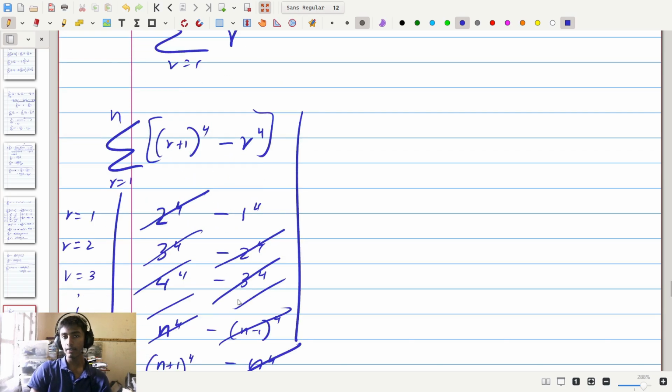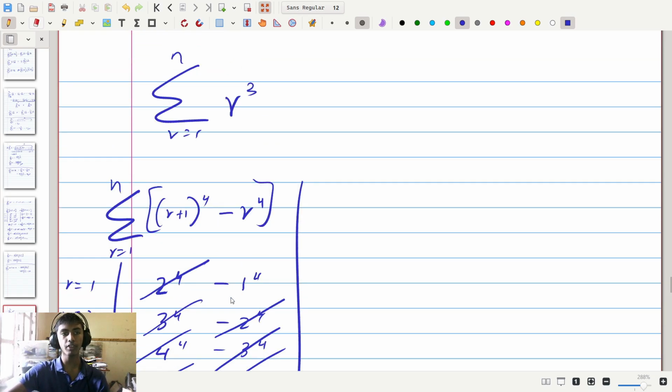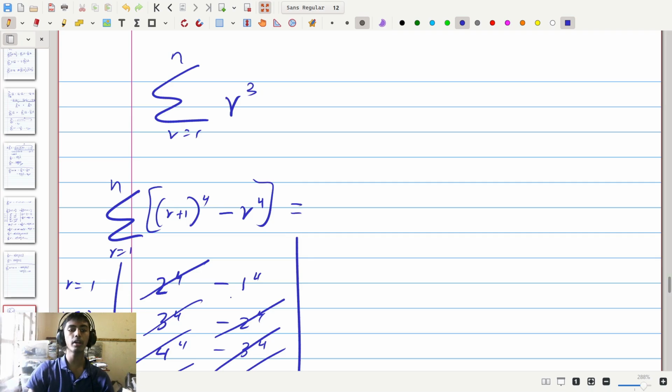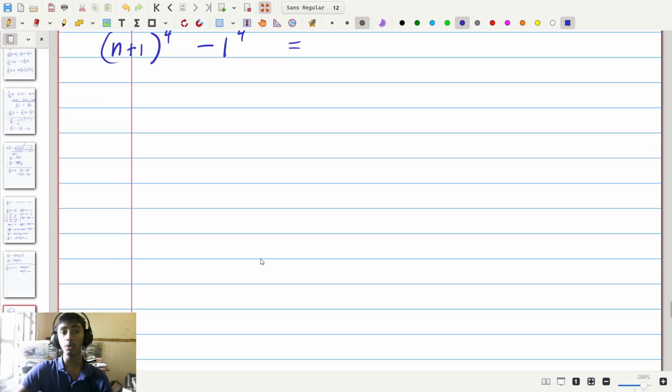Now, once again, we're going to be considering another way to write this down, and by doing that, we're going to isolate the sum from r equals 1 up to n of r to the power of 3. So, let's go down and figure out what our sum is going to be, and using that, let's isolate the r to the power of 3 summation.